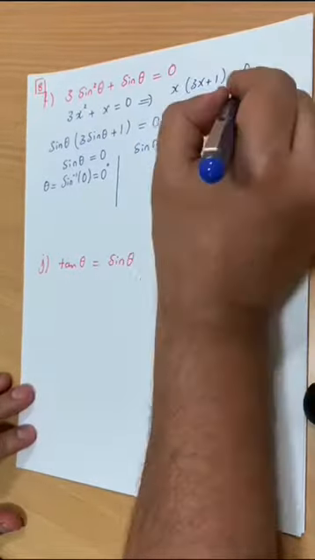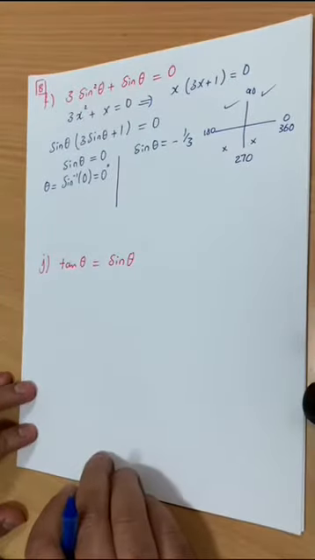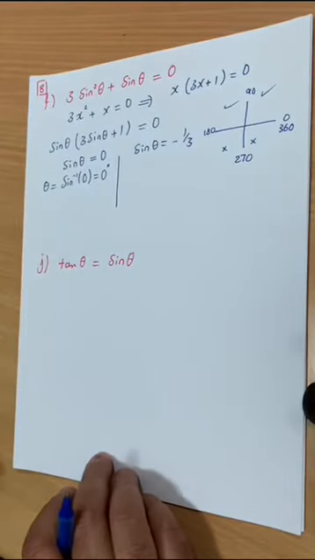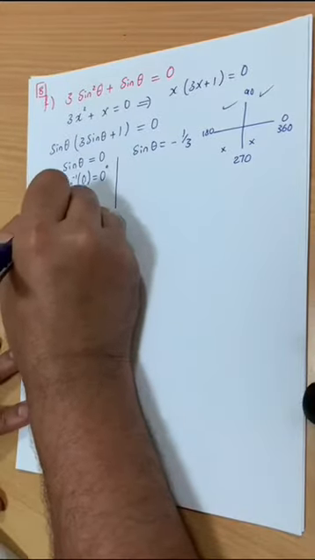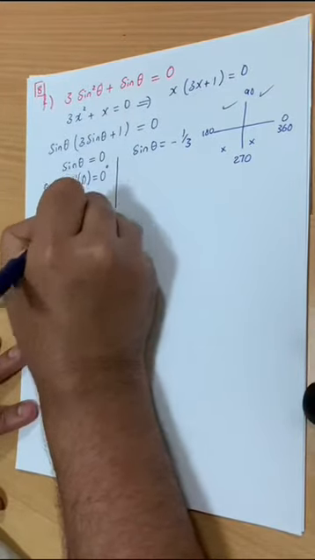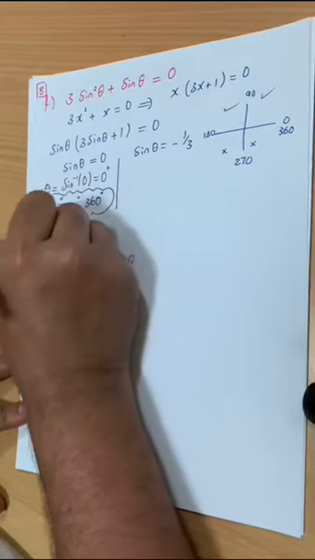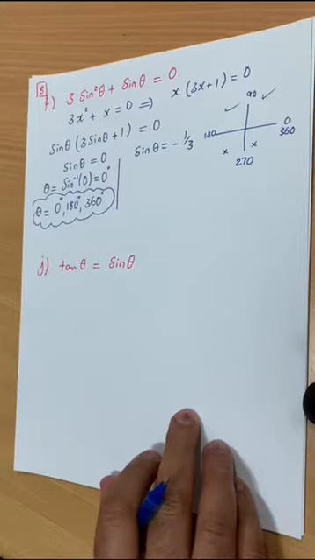180 and 360. 90 and 270, same values of cosine. So cosine 90 and cosine 270 equal to each other, which is equal to 0. So here we can write three angles, 0, 180 and 360. Again, why? Because these three angles, sine of them is equal to 0.